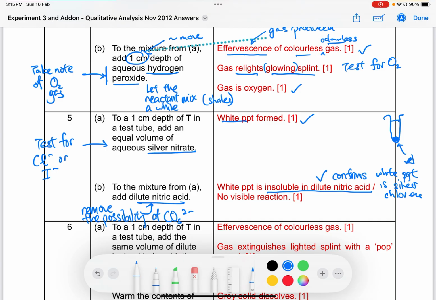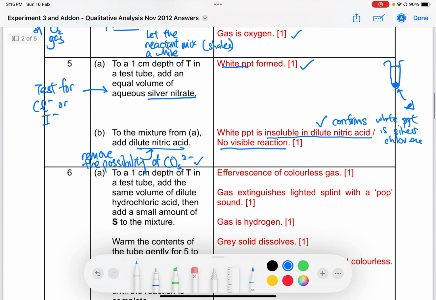Now, if there is a reaction and you see effervescence, then you know that it could be a carbonate. In this case, because it's insoluble, there's no visible reaction, you know that this confirms that the white precipitate is silver chloride. So you can either write white precipitate insoluble in dilute nitric acid, or you can say there's no visible reaction. Just take note. Okay, next one.